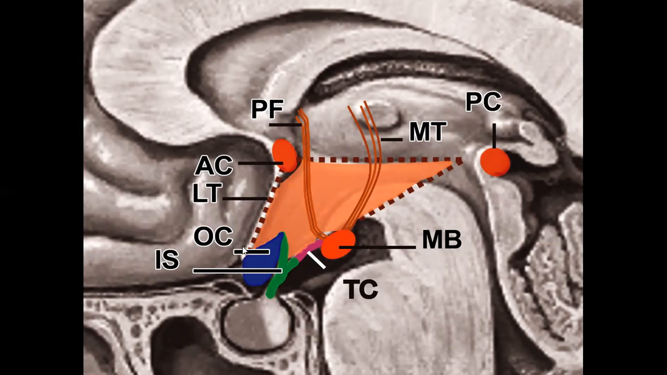Okay, we have to know this diagram in detail. This is the brainstem, pontine belly, midbrain tegmentum, tectum. This is the floor of the third ventricle, mammillary body, tuber cinereum, infundibulum, optic chiasm, lamina terminalis, anterior commissure. And this is the posterior commissure.